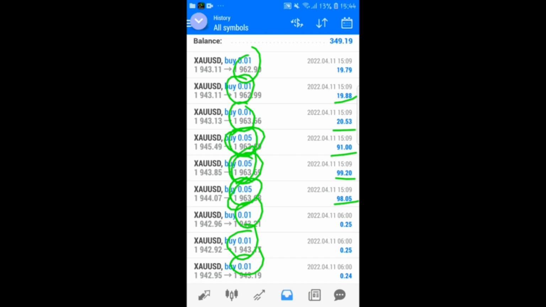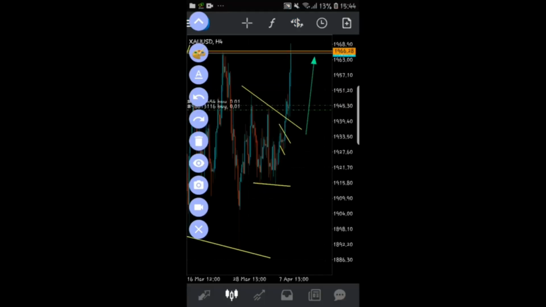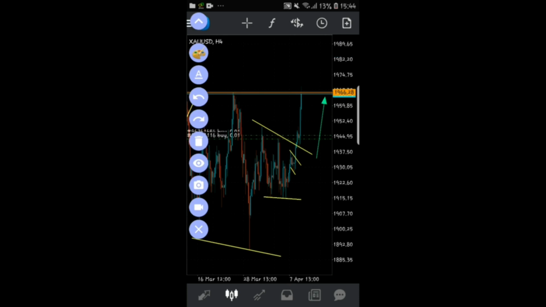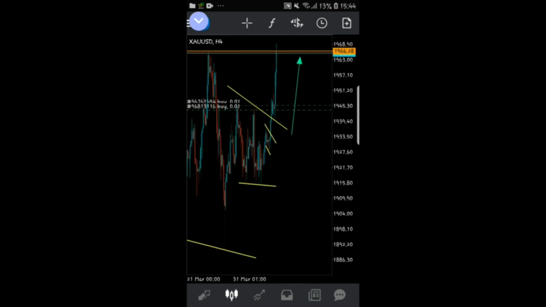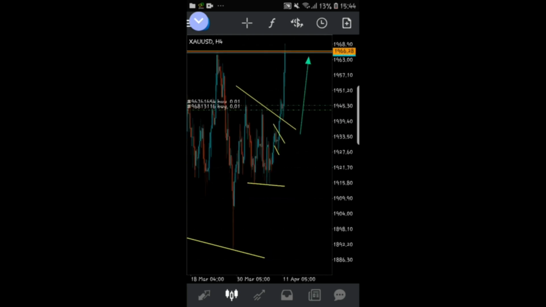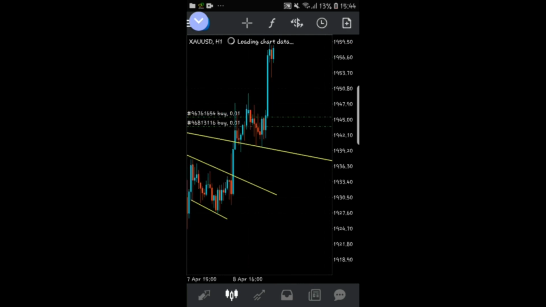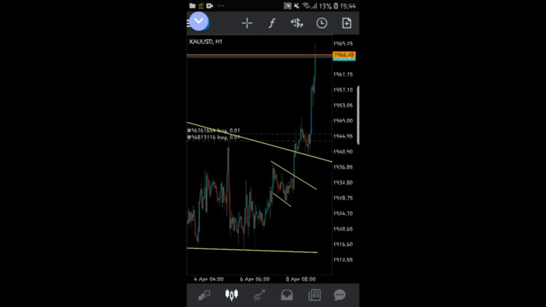And then you can see here I held from 1943 to 1963, and it has given me almost $100. And that's what I'm talking about on risk management. If I go to the graph, you can see, oh beautiful, this is really amazing. Look at that. This is what I was showing you on my TradingView. This is H4. So let me go to H1.